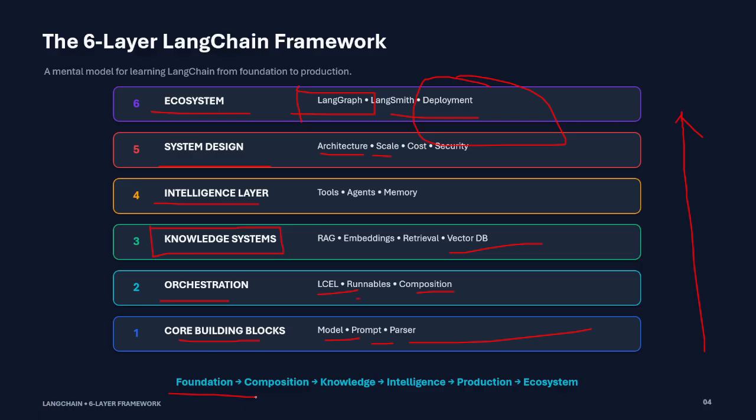This is the foundation layer, the core building blocks. Orchestration is the composition block. Knowledge system means knowledge. And the intelligence layer is where we provide our system more capability and more power than it has with the help of the LLM only, right? And this is the production and the ecosystem.